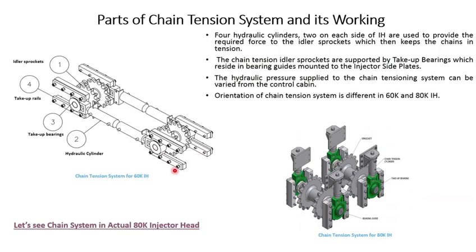The orientation of the chain tension system is different in the 60K injector head and the 80K injector head. In the 60K injector head, it is in a horizontal position as shown in the previous diagram, and in the 80K injector head it is in a vertical position. Now let's see the chain system in the actual 80K injector head.